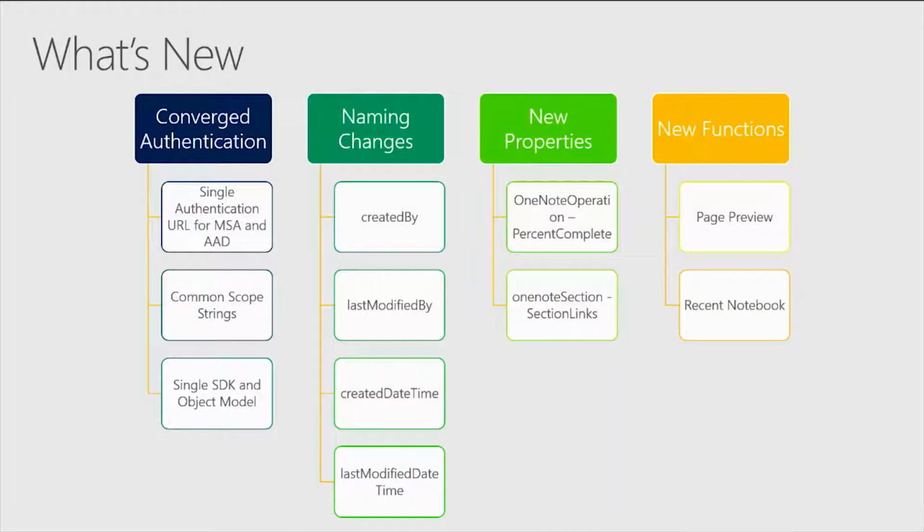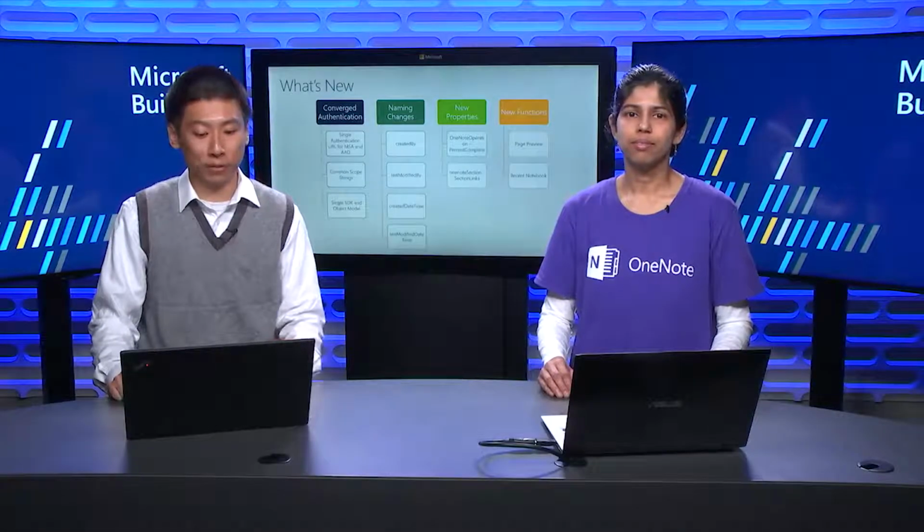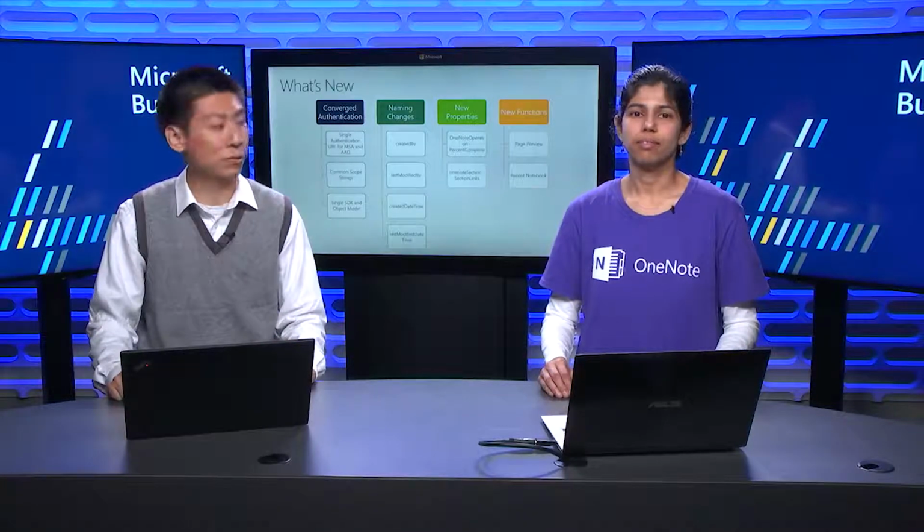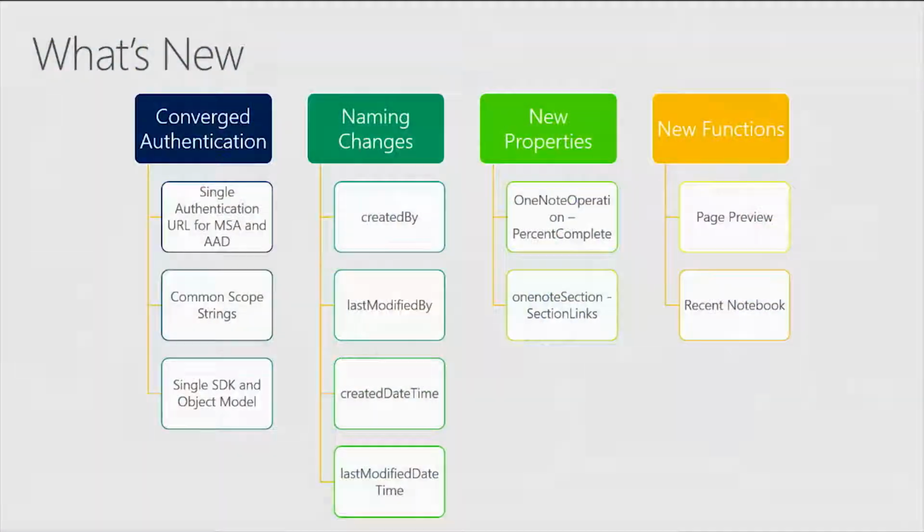This is great. I love how simple it is to write an application that covers both MSA and AAD. Just to quickly recap, today we'll release the OneNote REST APIs on Microsoft Graph as V1. There are some naming changes to align with the Microsoft Graph naming conventions. There are also sets of new properties being added to the API. We also support converged authentication, so your application can use the single authentication URL for both MSA and AAD. We also support common scope strings for the permissions, as well as a single SDK and object model to retrieve the token and use the token.